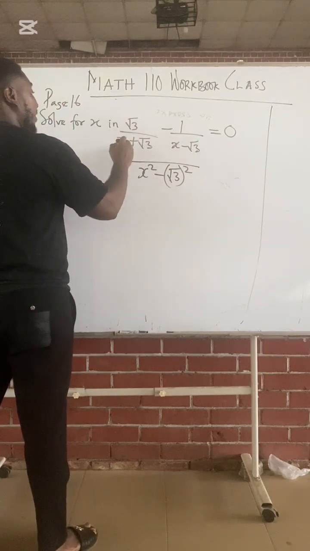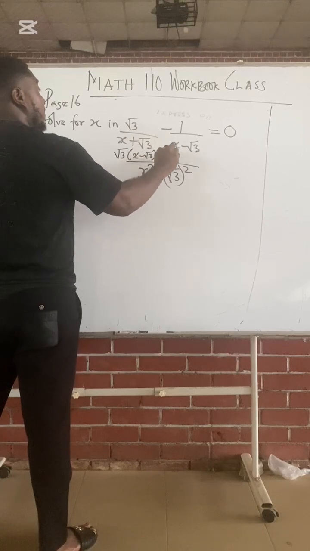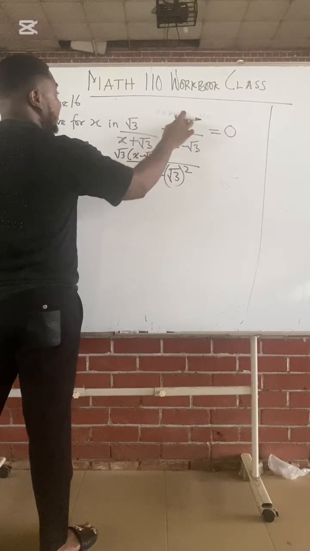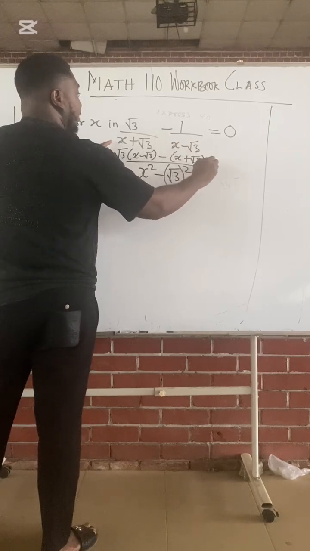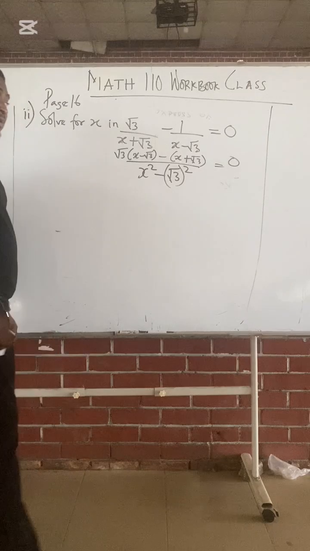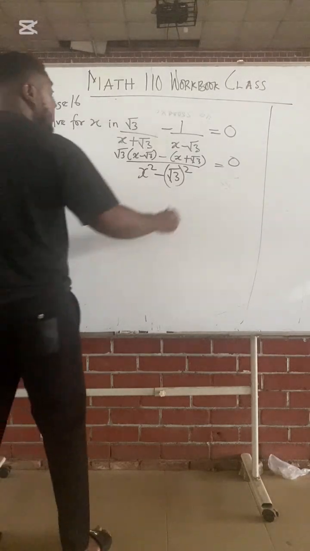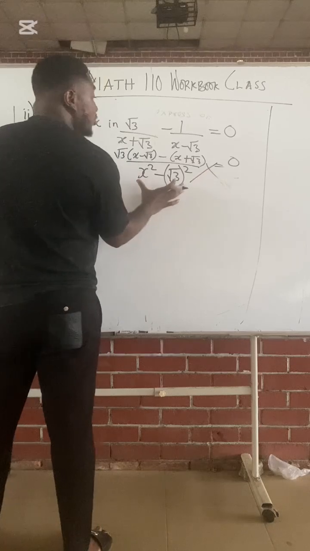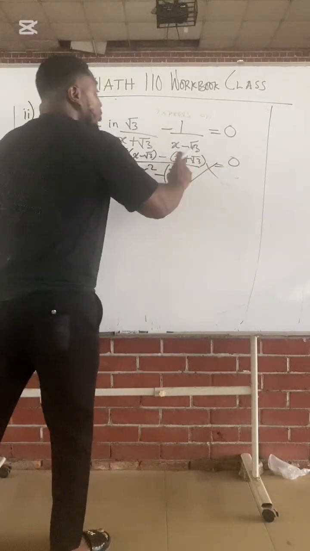Now class, this guy divided by this guy is this person under here, but times this. That will be root 3 into bracket x minus root 3. Minus this person divided by this person, this person under here times 1, which is 1. Minus, but use a bracket to protect this guy, x plus root 3. Everybody equals 0. So if we cross multiply at this point, class, no matter what we do under here is 0. It means that we are left with the numerator equals 0.